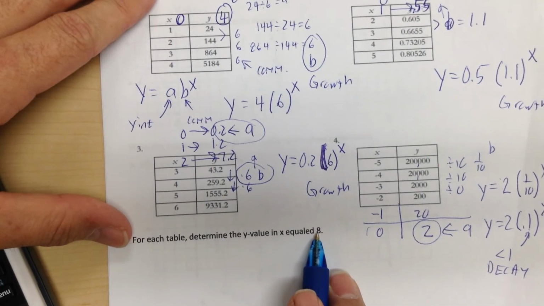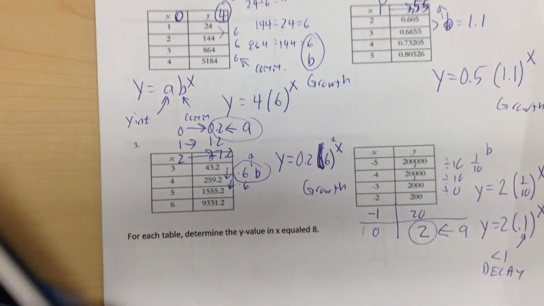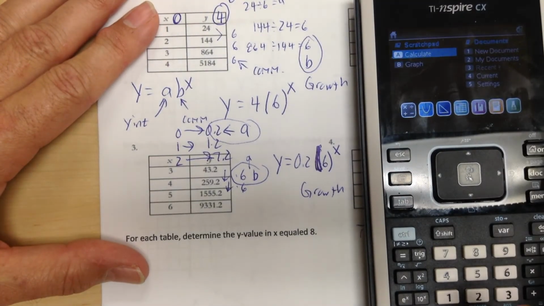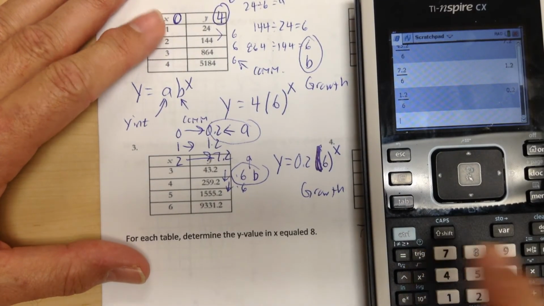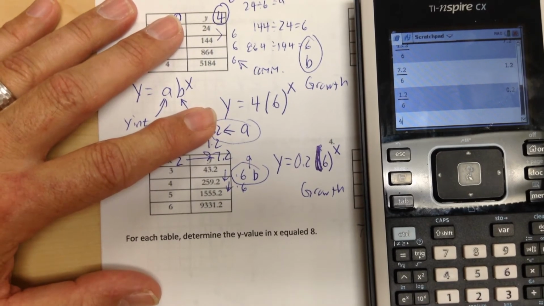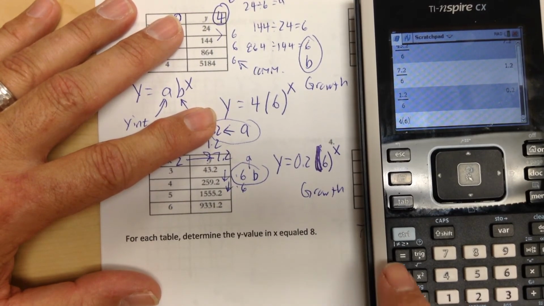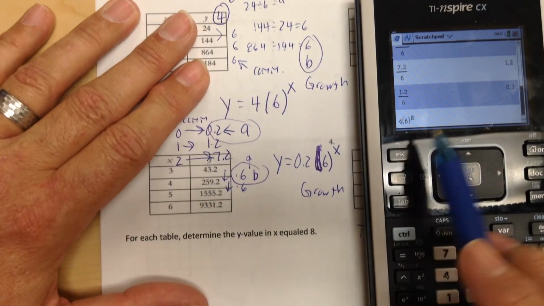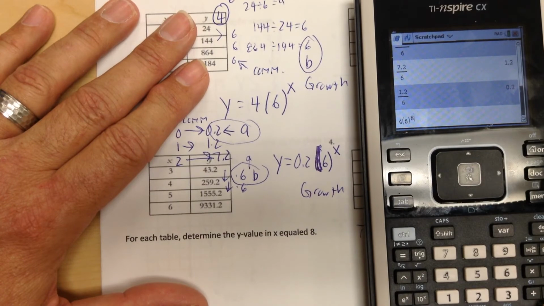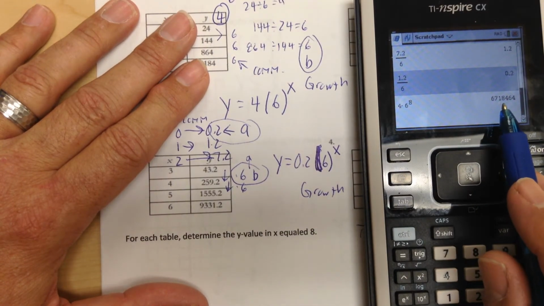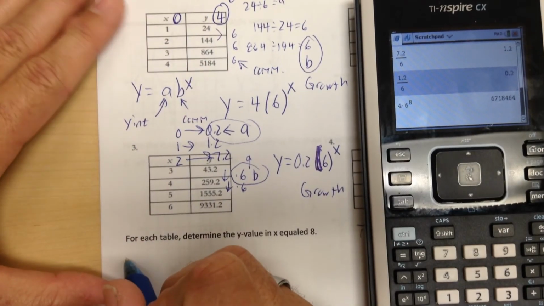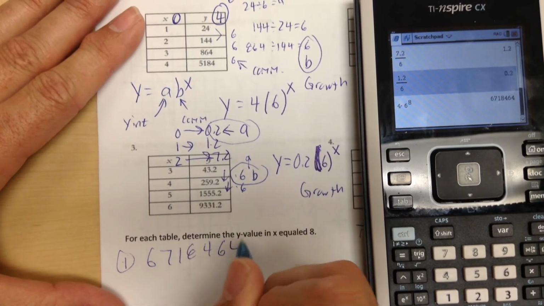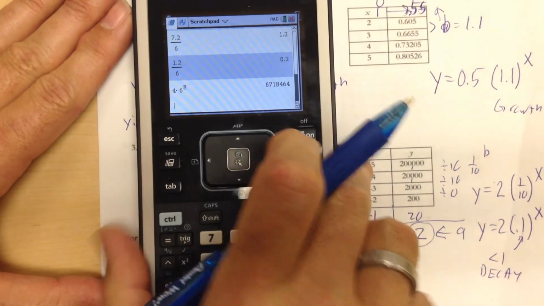Now then, for each table to find the value at 8, I'm going to take 8 and plug it in here. Okay, so I'm going to get my calculator. I'm going to go to calculate, and I'm going to hit 4 parentheses 6 close parentheses, hit the caret button and then an 8. So I have 4 parentheses 6 to the 8th, and I get 6,718,464. So number 1 is 6,718,464.